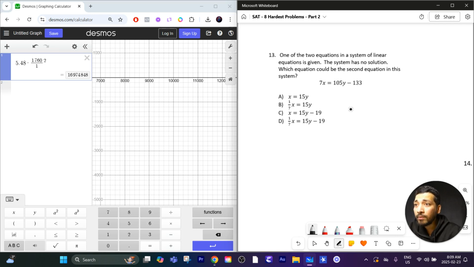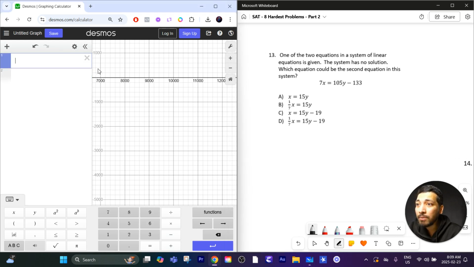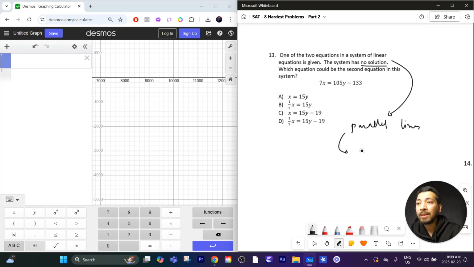Number 13 says one of the two equations in a system of linear equations is given. The system has no solution. Which equation could be the second equation in this system? Now, whenever the system has no solution, immediately you need to understand that the two linear equations are parallel lines. They never meet. That means they have the same slope.